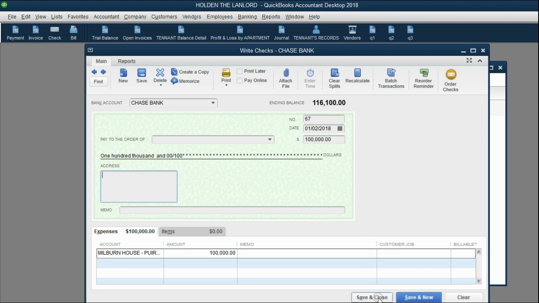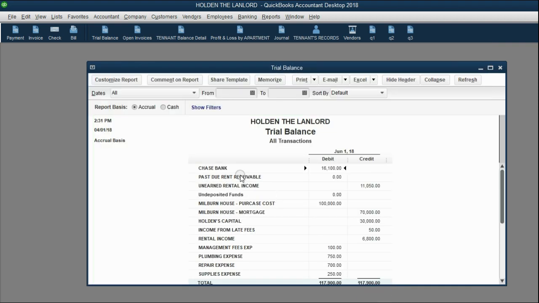So after I save this, the Milburn House purchase cost will show up on your trial balance as $100,000 and will stay there until you sell the house. Save and close. You can see the bank account has decreased by $100,000, and you can see Milburn House purchase cost showed up in the trial balance for the first time as $100,000.